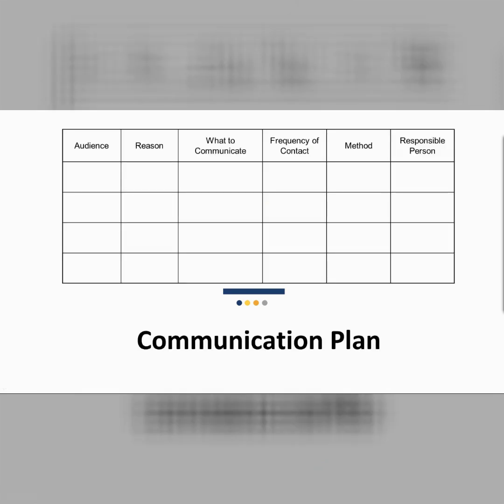A communication plan is critical, and we'll go over this in more detail on another module. But during the define phase, you're going to define your audience, why you want to communicate with them, what you want to communicate to them, what to communicate it on, the frequency of the contact, the method, and the person responsible. This ensures that you're going to talk to the right people at every stage of the project.